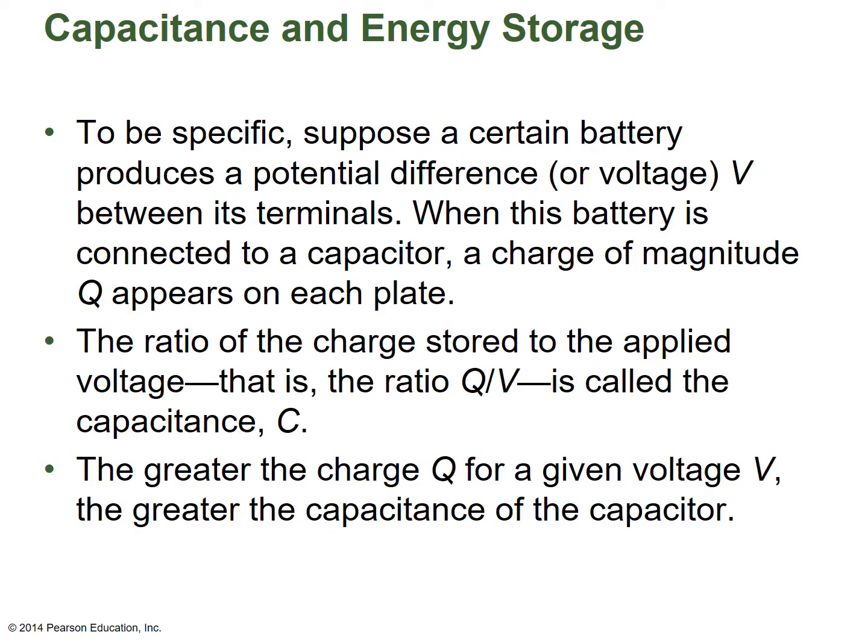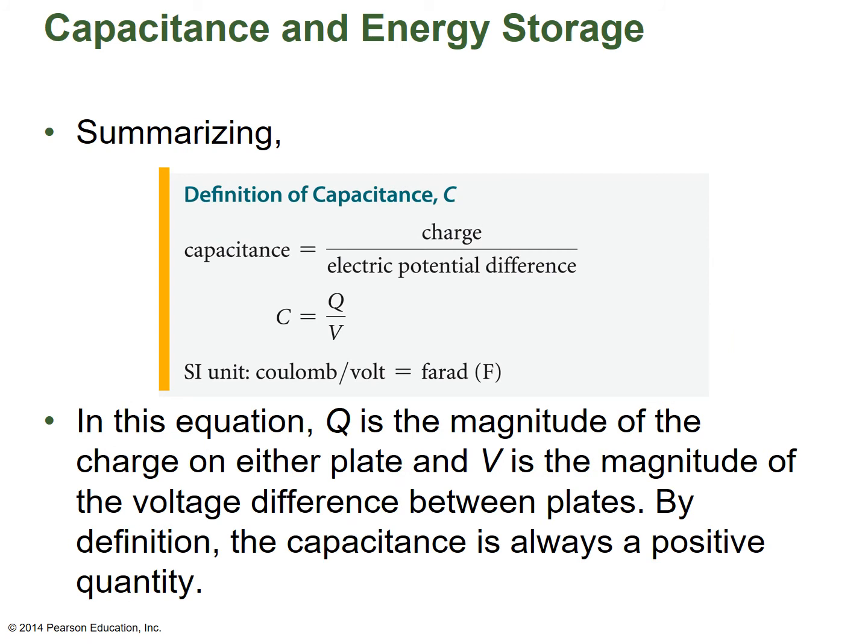To be specific, suppose a certain battery produces a potential difference or voltage between its terminals. When this battery is connected to a capacitor, a charge of magnitude Q, plus Q, appears on the positive plate, and a charge of minus Q appears on the negative plate. The ratio of the charge stored to the applied voltage, Q over V, is called the capacitance, and the unit of the capacitance is coulomb over volt, and this unit is called farad.